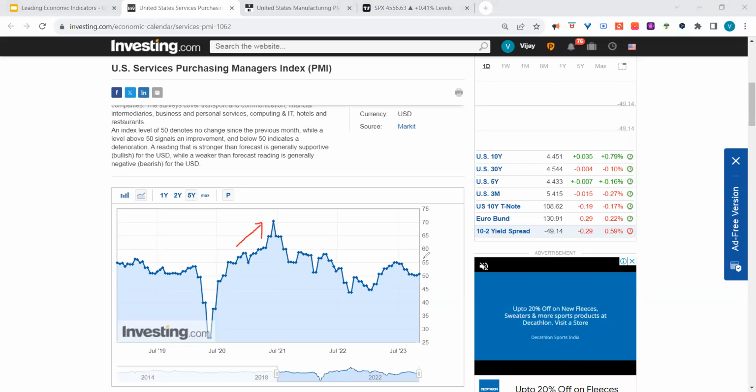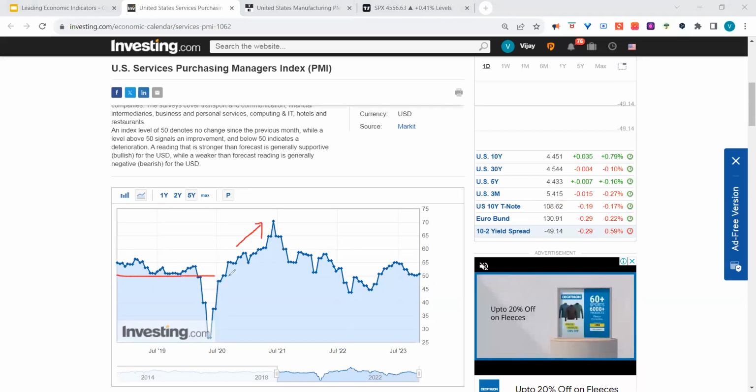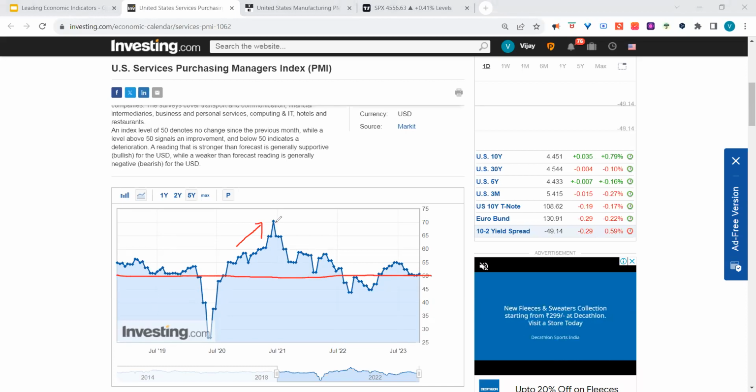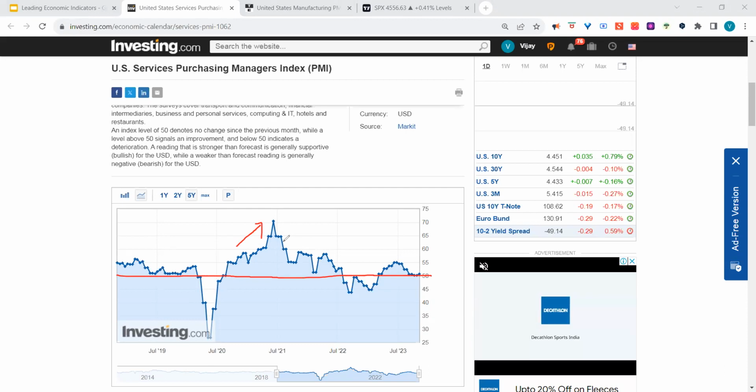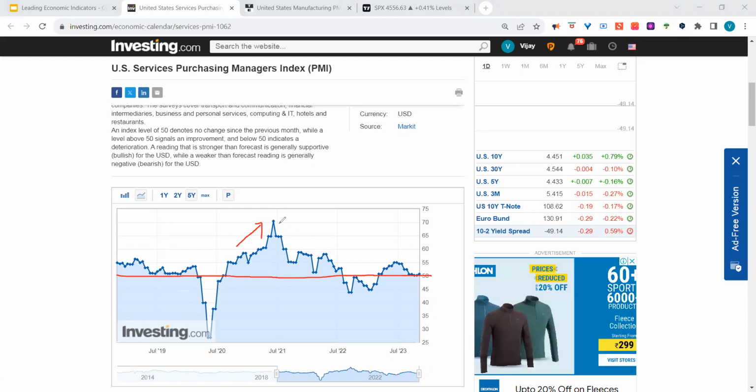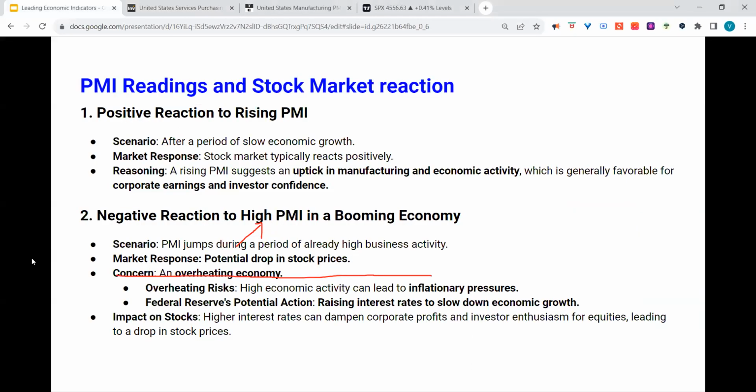You can see here that this is the 50 range, and the PMI is significantly above 50. So that is the second scenario, where the economy has expanded a lot in a very short span of time, right? This is in a way called the overheating of the economy, as we discussed. So the PMI jumps during a period of already high business activity, and the market response can be a potential drop in stock prices.